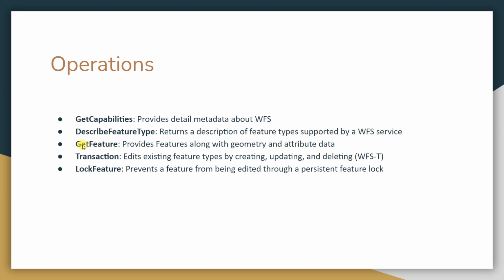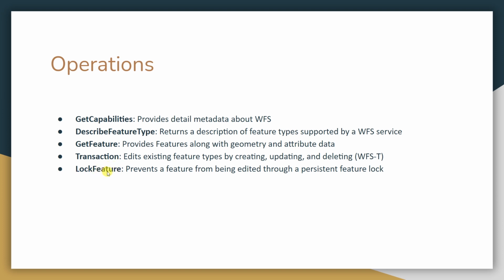And GetFeature, actually this request is the most important and the most useful request from WFS. We are going to go through very different kinds of GetFeature requests later in this tutorial. What it will provide is the feature with geometry and attribute data. And the Transaction request, as I already explained, is the WFS-T request. That means we can edit the existing feature by creating, updating or deleting.